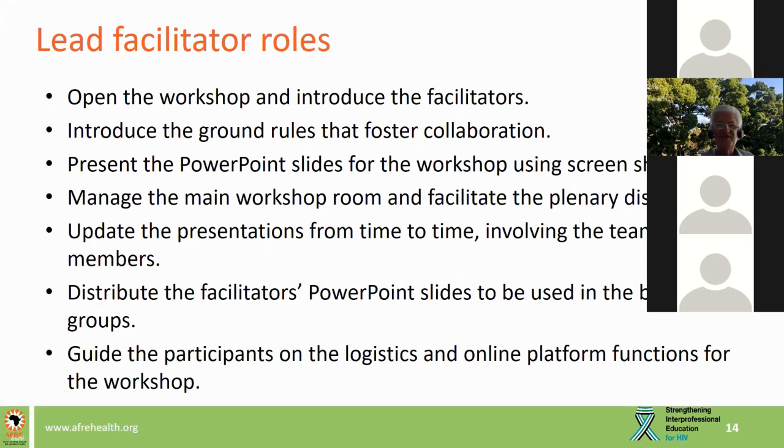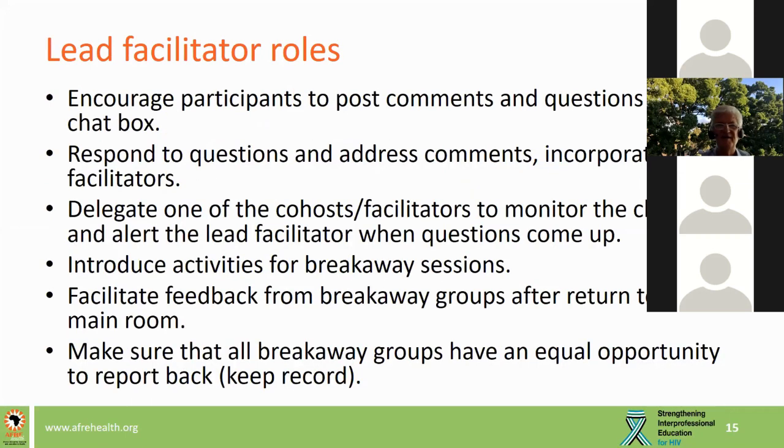The lead facilitator obviously needs to open the workshop and introduce everybody, but also introduce the ground rules, or start creating that ethos to foster collaboration. The lead facilitator is responsible for managing the main workshop room and thus managing the plenary discussions and supporting the small group facilitators, the breakaway room facilitators, and obviously guiding everyone in terms of the logistics. Next slide. Also, to encourage people to post comments and questions all along, and to keep on doing that. It often takes a bit of work to get that happening.